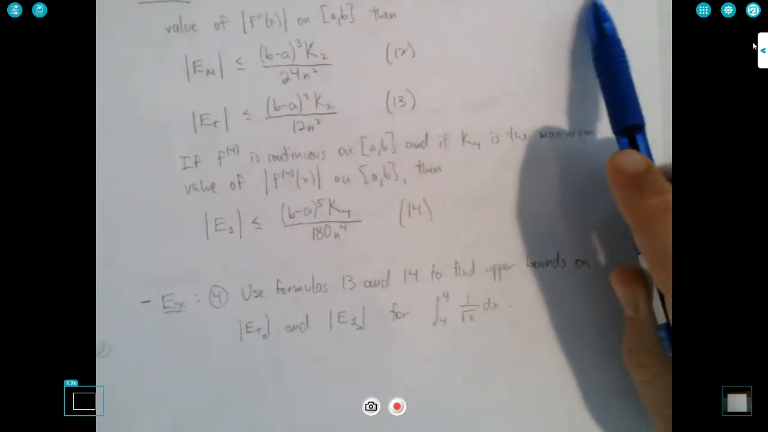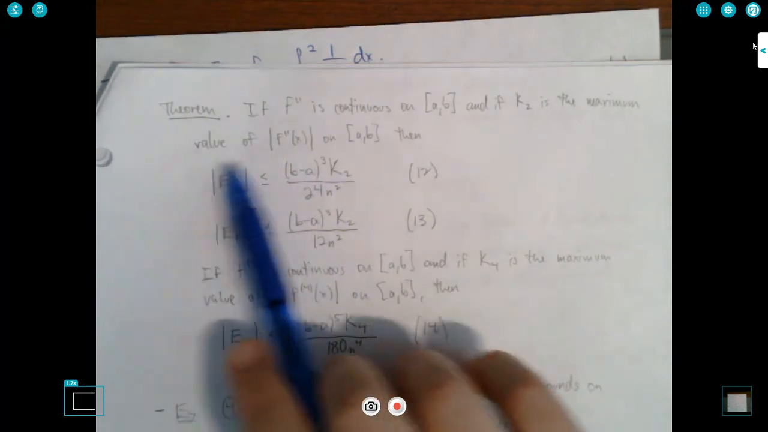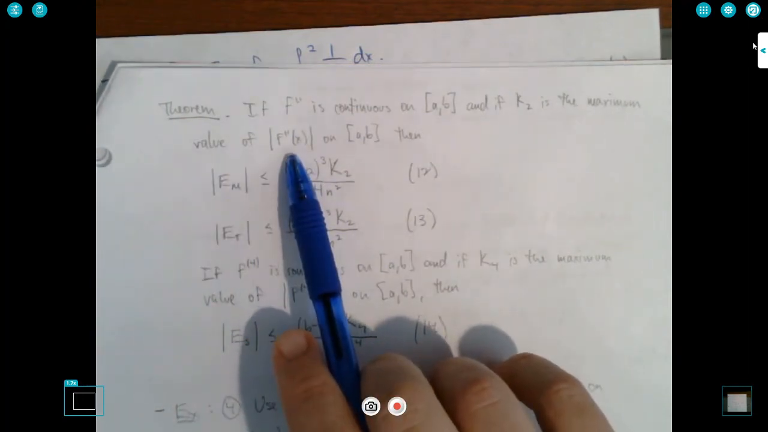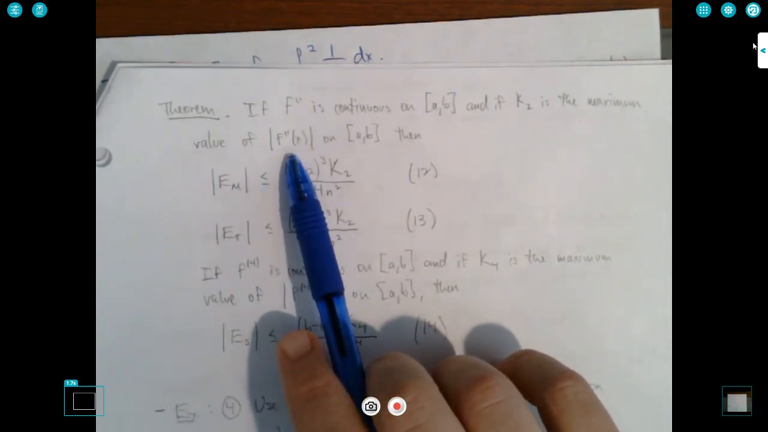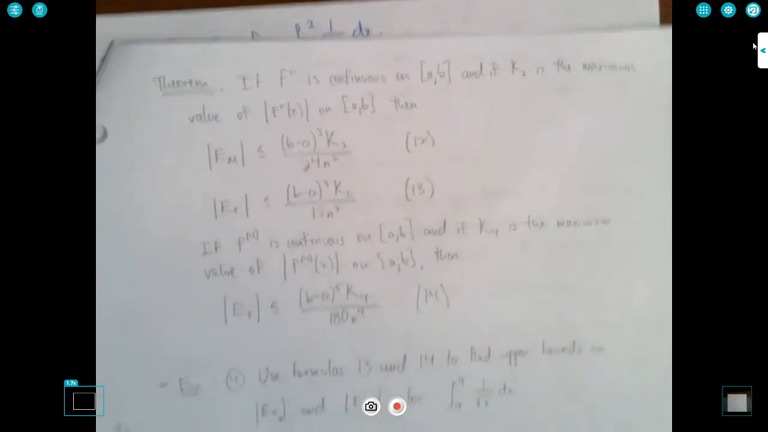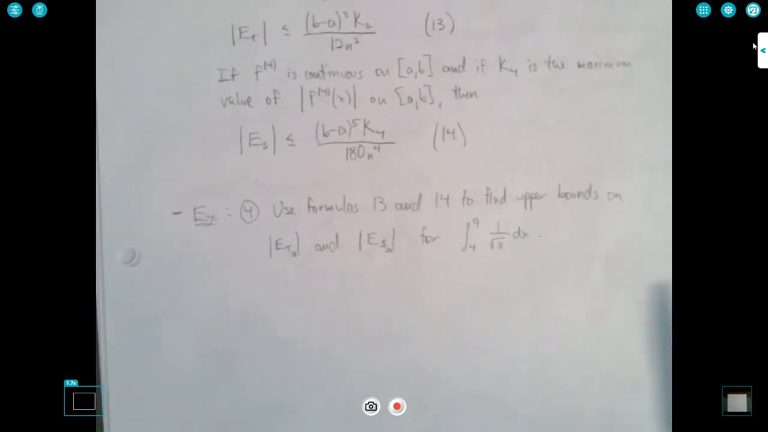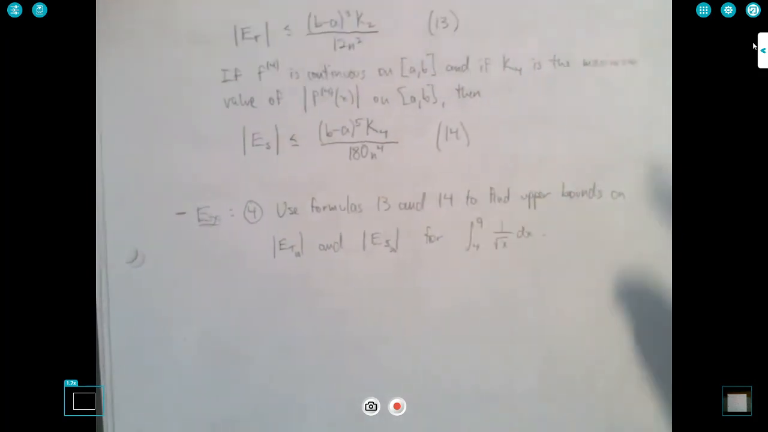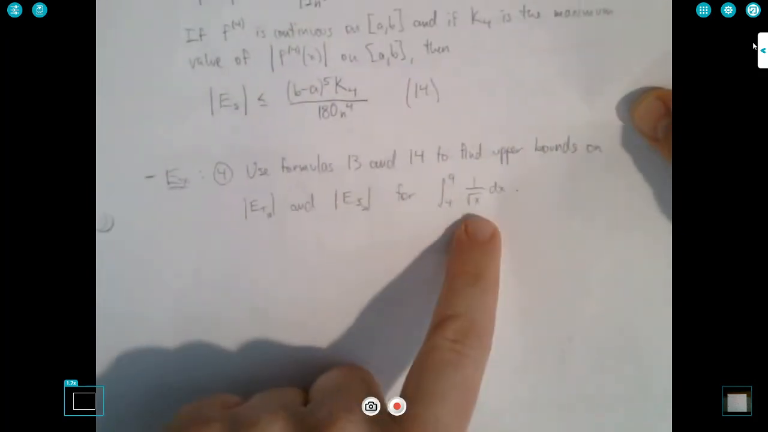K2 is the maximum value of f double prime of x. K4 is the maximum value of the fourth derivative of f of x. So let's work that out. This is f of x, by the way. f of x is 1 over square root of x.